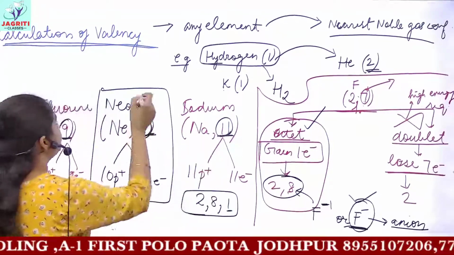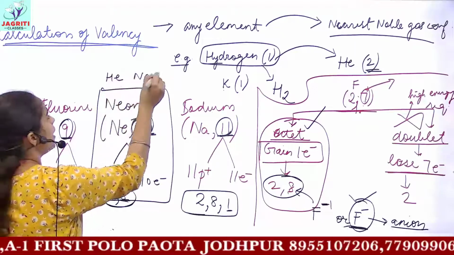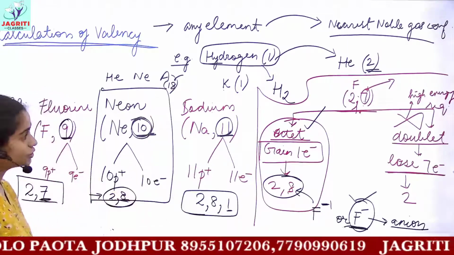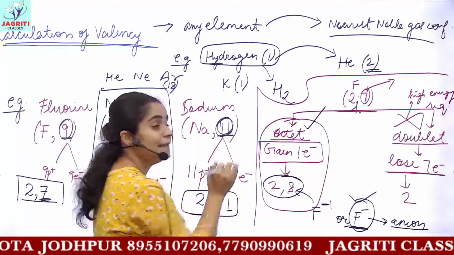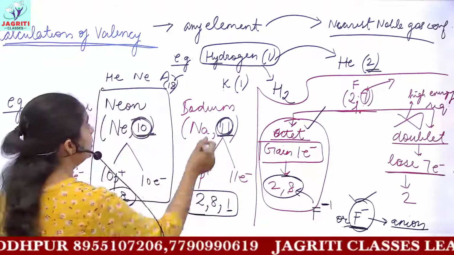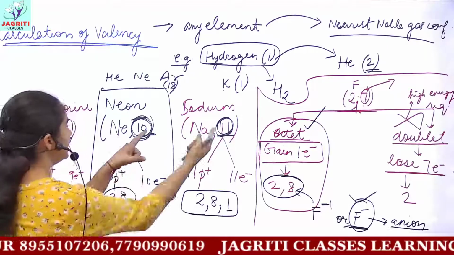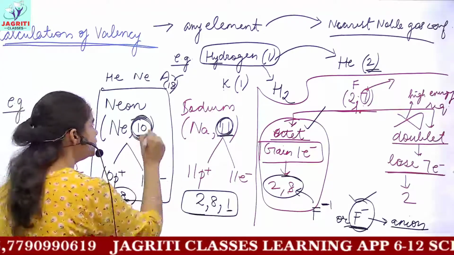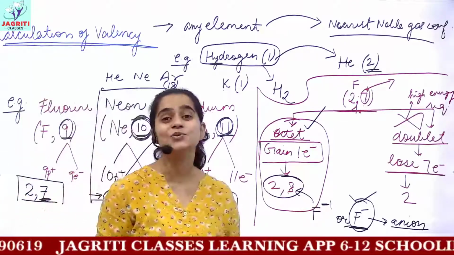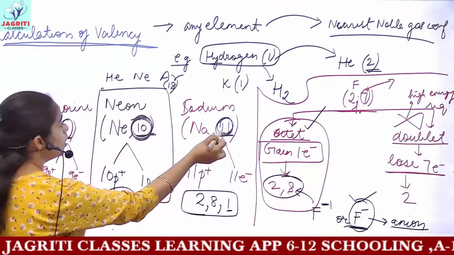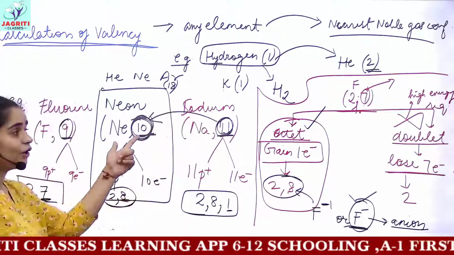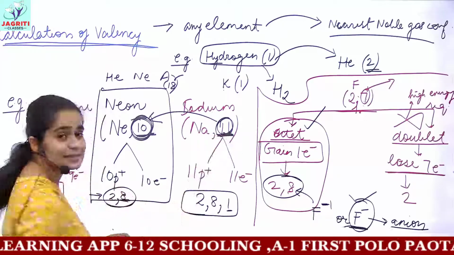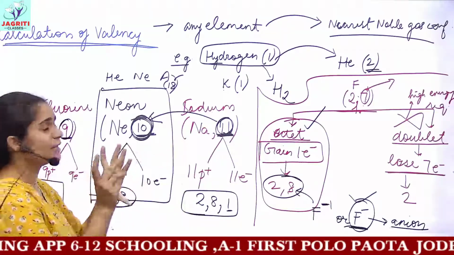Why? Because after neon, what do we have? We have argon, and the atomic number of argon is 18. Sodium is standing on the 11th position. Now, which one is nearer, the 10th position neighbor or the 18th position? Yes, obviously the 10th position neighbor is quite nearer to sodium. So sodium also tries to behave like neon gas. That is, this sodium has 11 electrons, so it wants to lose 1 electron.